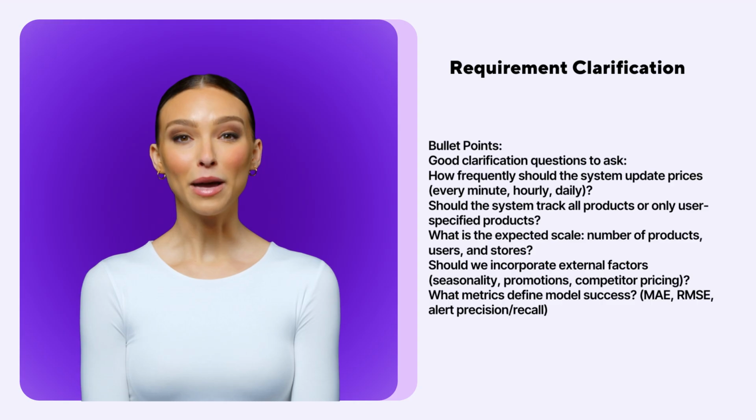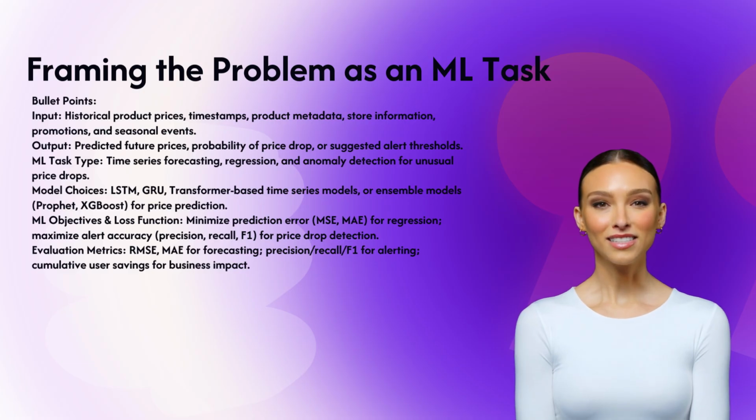MAE, RMSE, alert precision/recall. Let's frame our price tracking system as a machine learning problem. 1. Input. The inputs are the features our model will use to make predictions. For each product, we track historical prices with timestamps, product metadata such as category and seller, store information, and any promotional or seasonal events that may influence prices. These inputs provide the context needed to understand price patterns and trends.